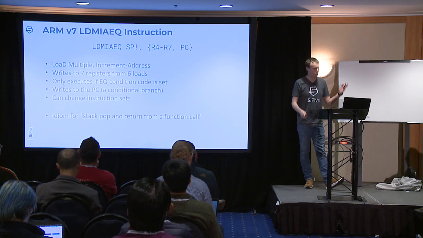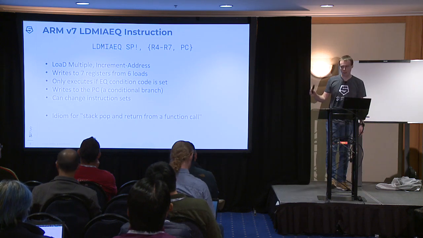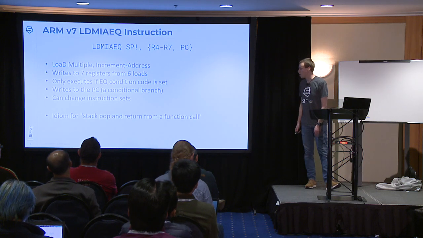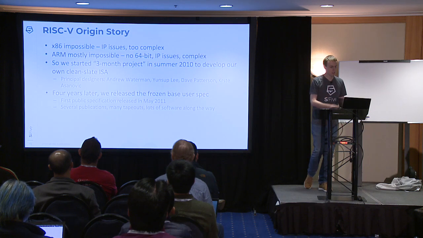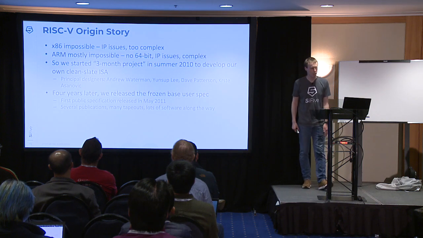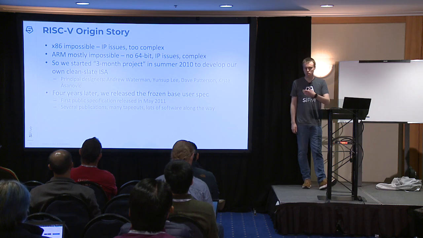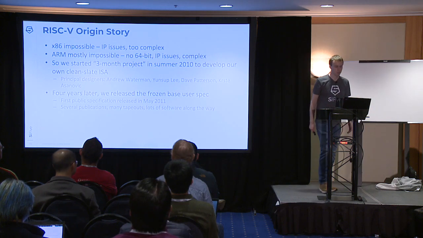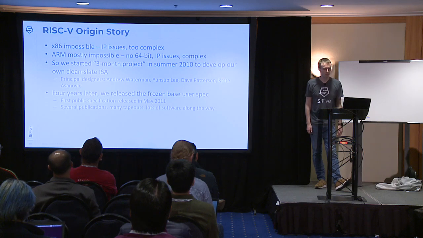It can also do all sorts of wacky stuff, which is a nightmare for verifying your implementations and writing software for it. So ARM was not an option for an academic project, at least. It's just way too complicated to implement. So x86, too complicated. ARM, also too complicated. At the time, there was no 64-bit that was widely available. And both x86 and ARM had IP issues. You'll get sued if you try to sell something without getting a license for them, which is a bummer. Not a big deal for academic stuff, but no fun in the real world.